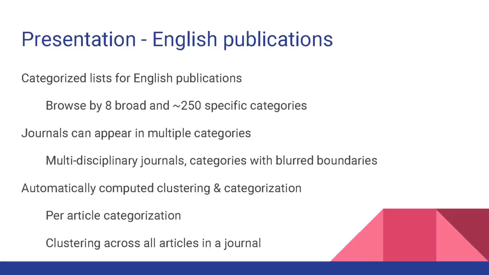For English publications, we present the journals and conferences by category. You can browse by 8 broad and roughly about 250 specific categories. A journal can appear in multiple categories. It's not a strict partition. This allows us to handle multidisciplinary journals as well as categories that have blurred boundaries. The categorization is automated. First step, there's a per-article categorization. And then the second step clusters the categories found in all the articles in a journal and picks the dominant categories. So in some sense, the category for a journal is the category of most of the articles, rather than a list of all the categories that the journal may publish in.